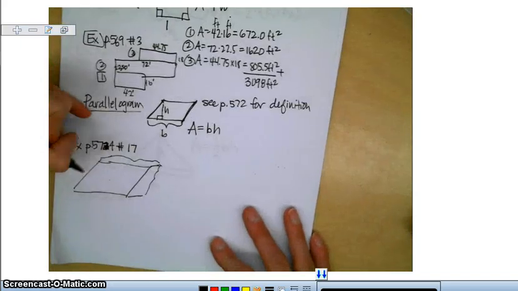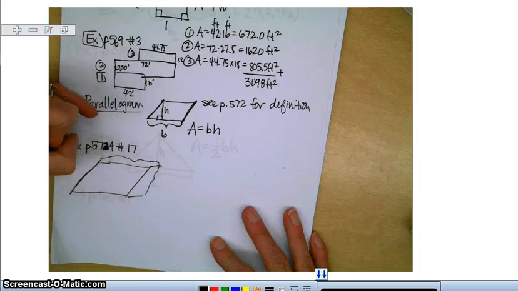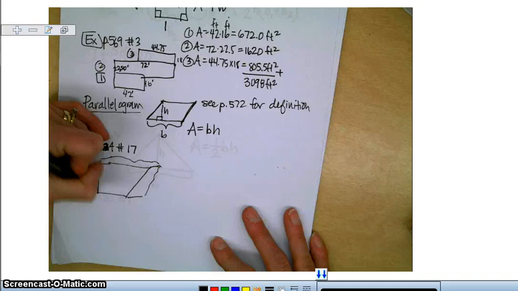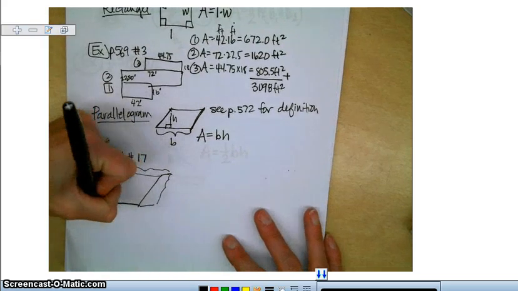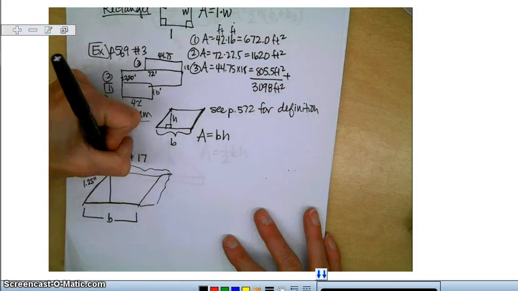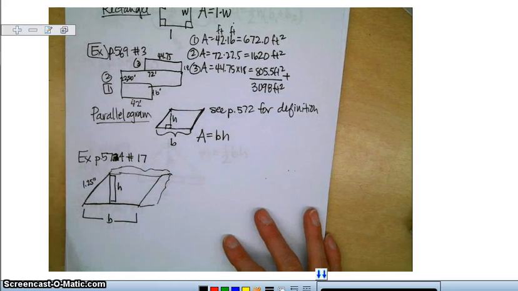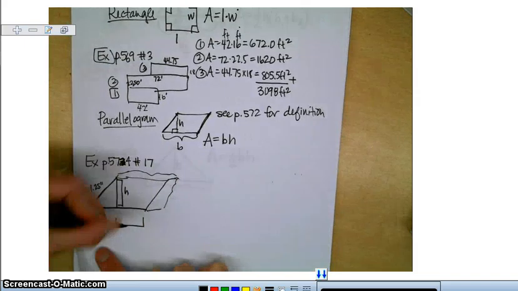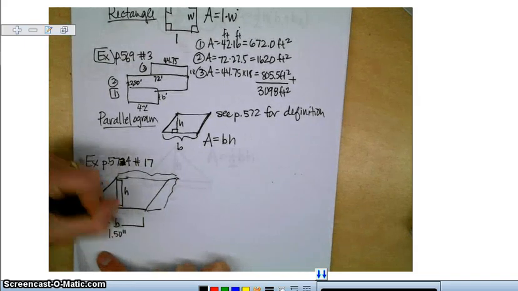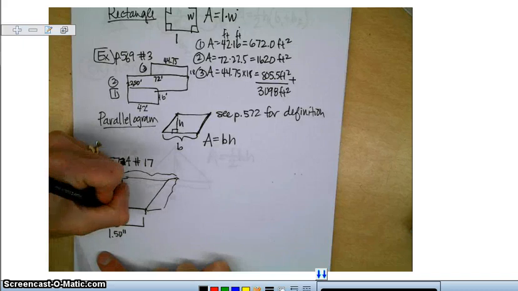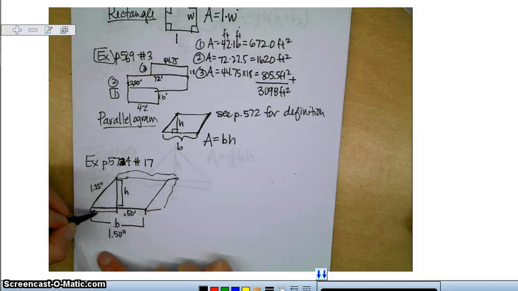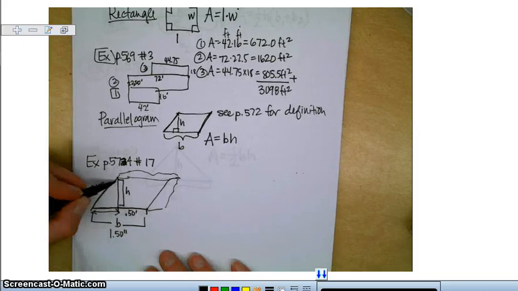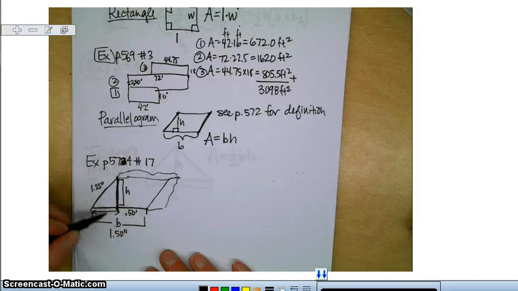And we know that this slanted part is 1.25 inches, and we don't know that part though. That's the part we actually need to know. And this is your base. That whole thing is your base, and that whole thing is your height, but we don't know that right now. We know that this whole thing is 1.50 inches. We know from here to here is 0.50 inches, and we don't know this. Okay, and we actually need to know this, and we need to know the base.